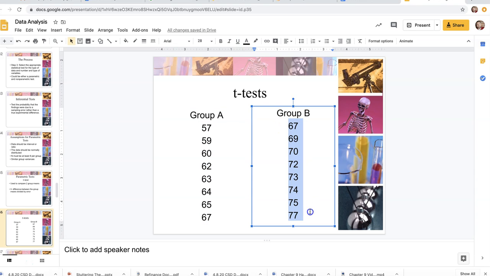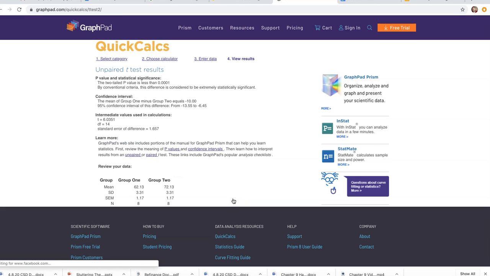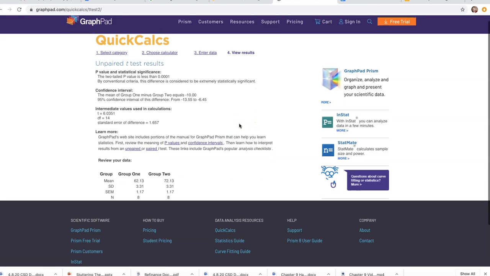Let's go here. All right, ready? Edit, copy that group. We're going to go back to, where did our t-test calculator go? Okay, right here. We're going to go edit, paste. Okay, so here's our data. We're going to calculate. Let's see what we get here.